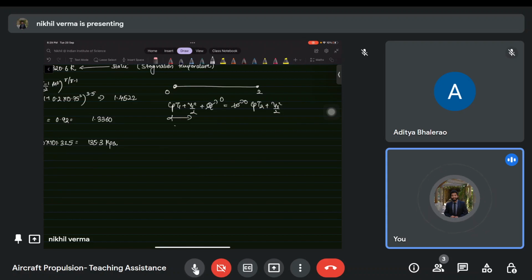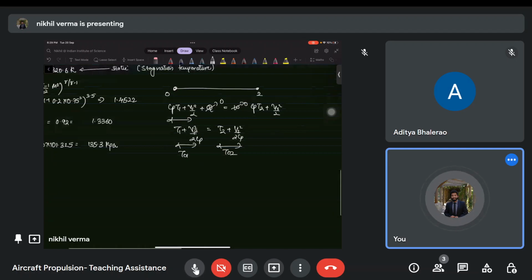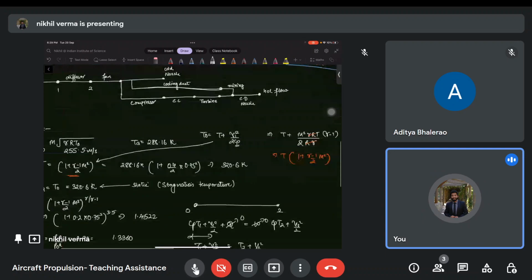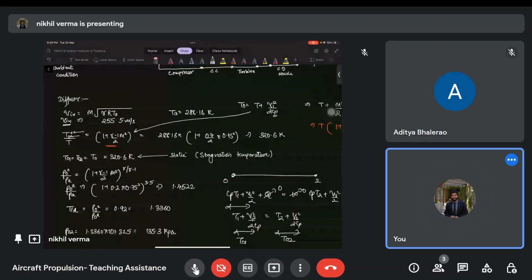If you divide this equation by Cp, you get T2 plus V2 square by 2 Cp. So this is your stagnation temperature, T01, and this is T02. This is what we have written. We have not equated the static temperature here. Static temperature was 288.16, right? We have only written that T01 is equal to T02 is equal to T0.